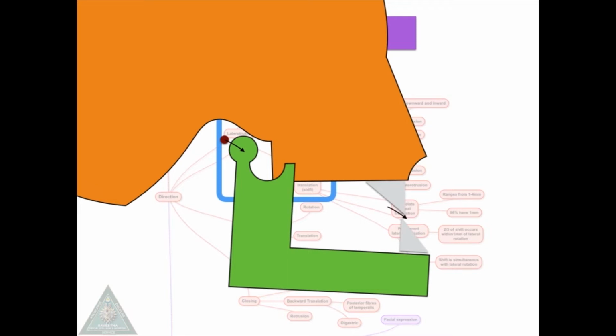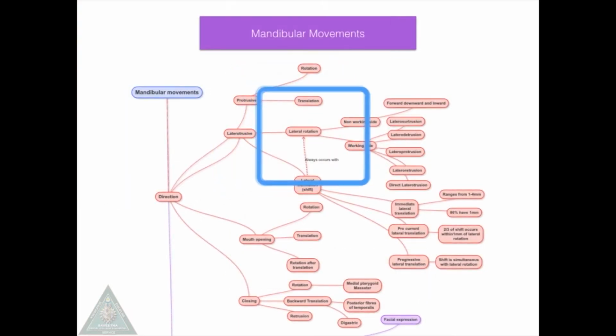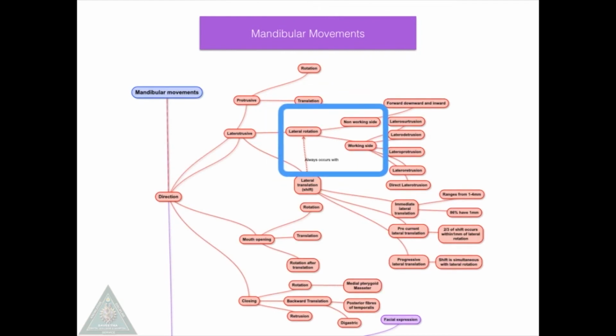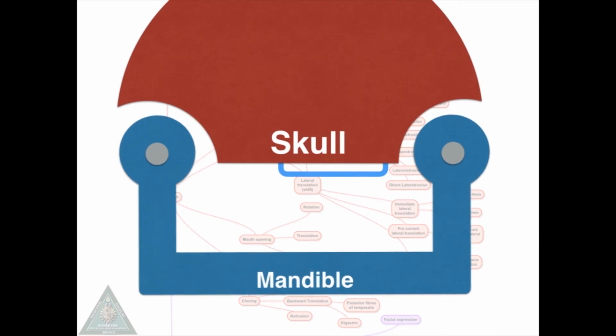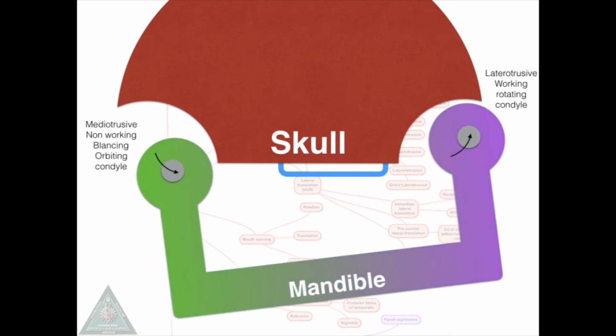In lateral rotation, the condyle is described separately. This is the side to side movement, and the condyle on the side towards which the mandible is moving is called the working side or the lateral protrusive condyle, and the condyle on the opposite side would be called the mediotrusive or the non-working condyle. The mediotrusive condyle may also be called a balancing condyle or orbiting condyle, whereas the working condyle will be called a rotating condyle because it primarily shows rotation movement.